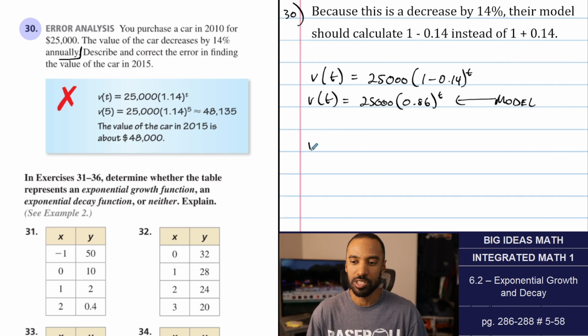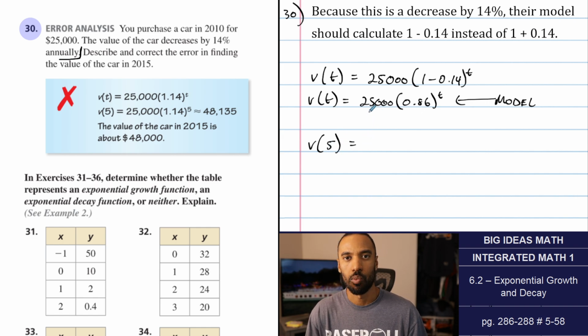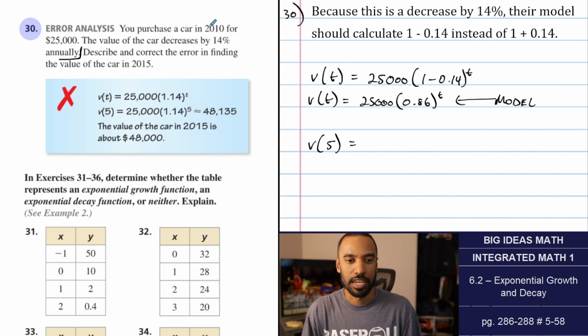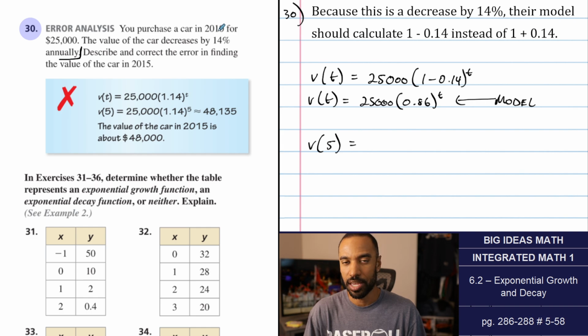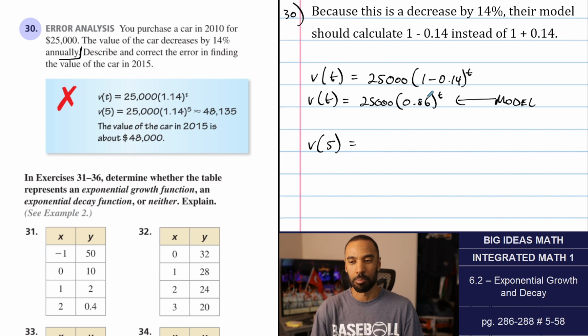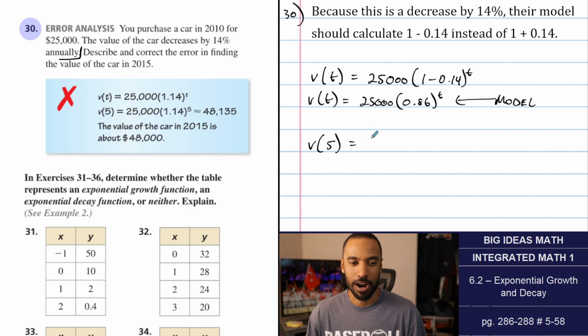Now let's do v of 5, because they did the same thing. They just messed up. Now here's where I thought they were going to make a mistake. Why did we do 5? Because they're right with 5. The initial year was 2010. 2015 is 5 years later. The mistake I thought they were going to make was substituting 2015 in for their year. Now, that would make their value pretty much go to 0. Your calculator might even say 0. It's a free car at that point, 2015 years later. Maybe not realistically so, but mathematically so, that would be the case.